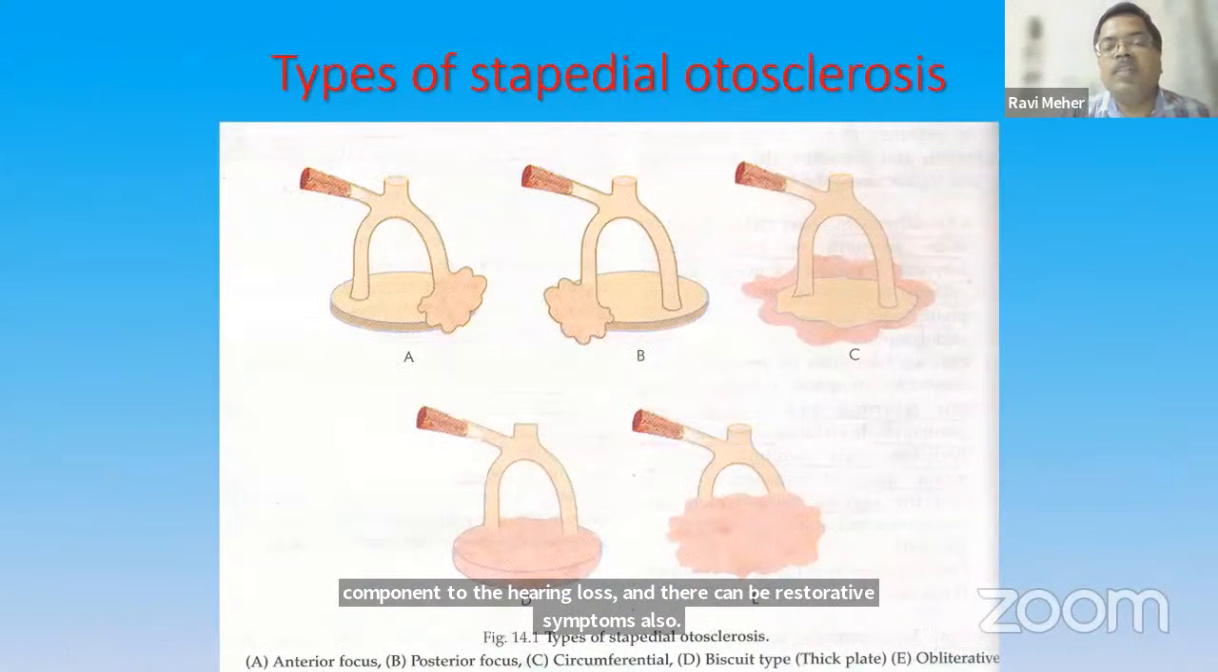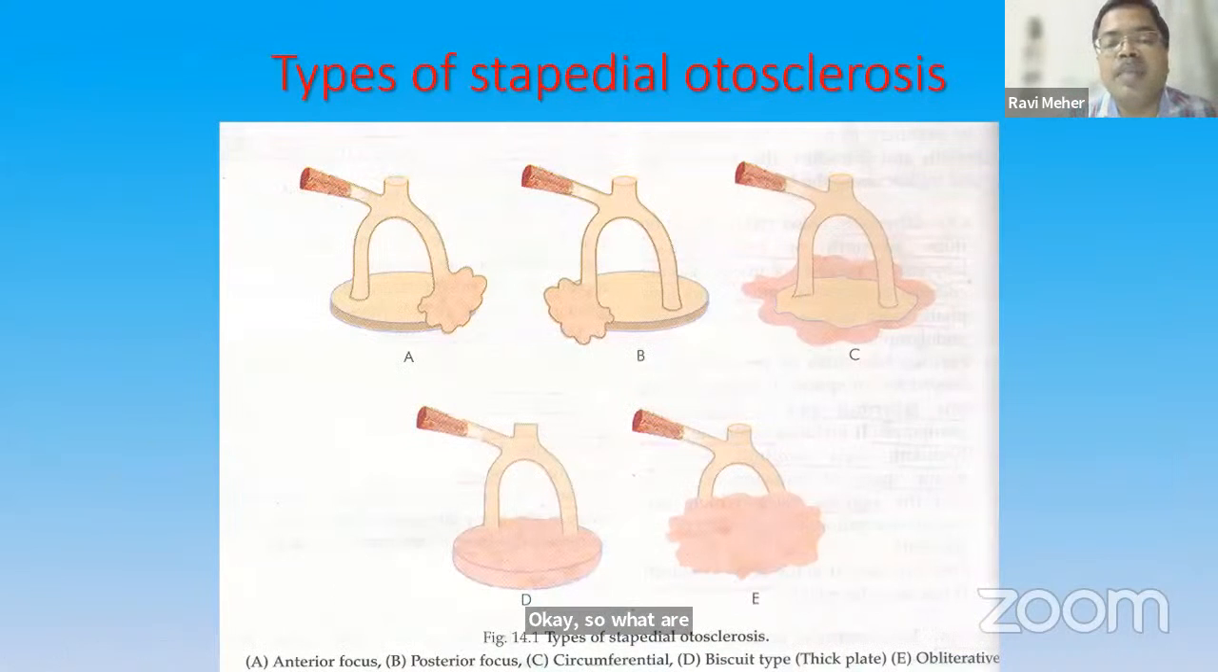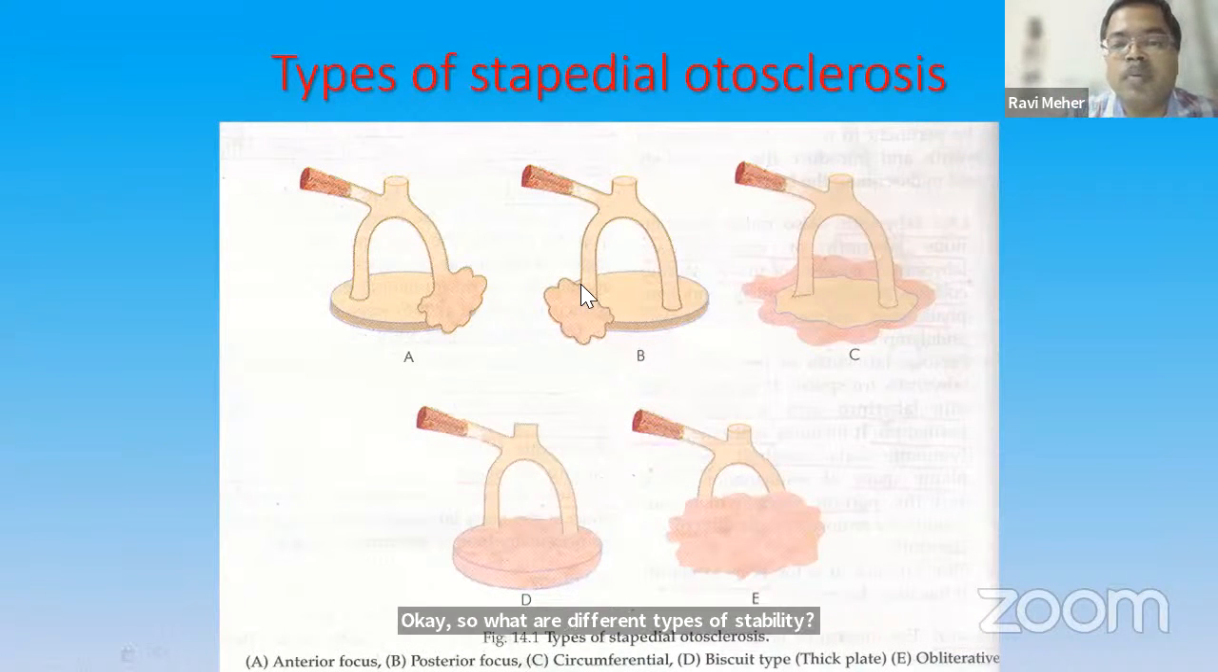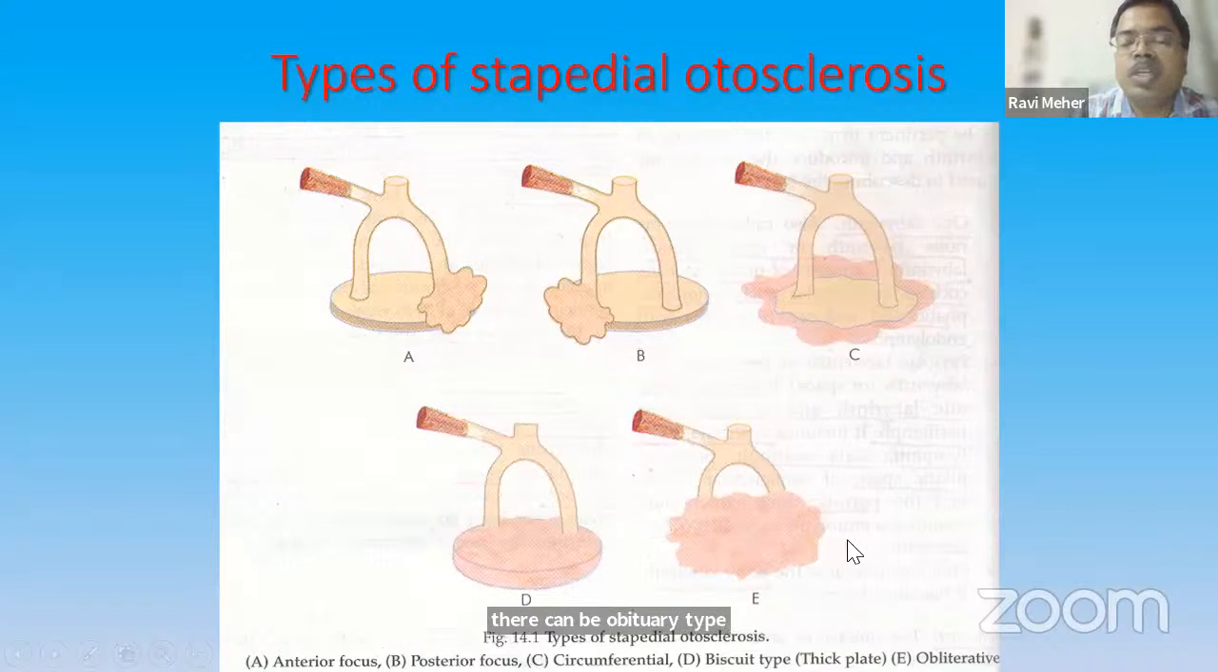Okay, so what are the different types of stapedial otosclerosis? There can be anterior foci, there can be posterior foci, there can be circumferential involvement of the footplate, there can be biscuit type, and then there can be obliterative type. So obliterative type is the most difficult type of otosclerosis to deal with.